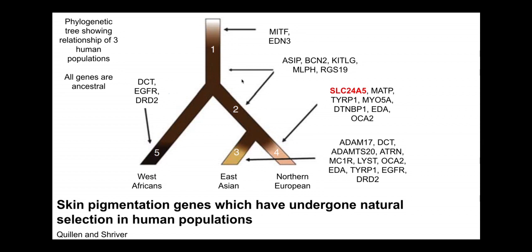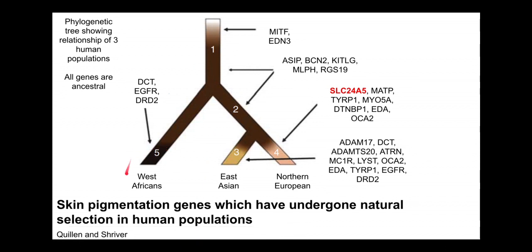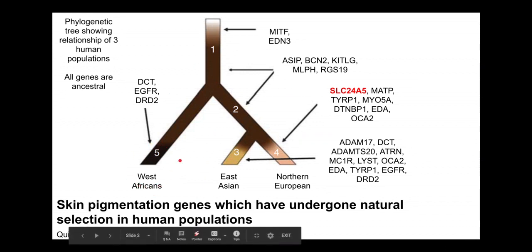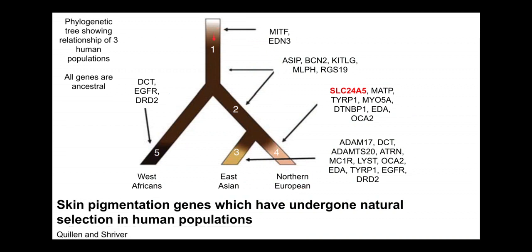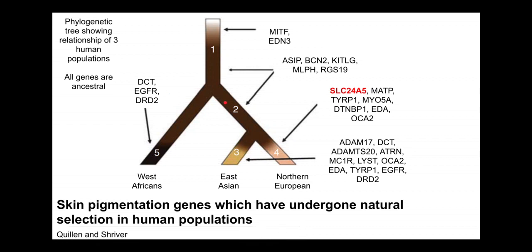So here is a phylogenetic tree showing different human populations that were studied in a paper: West Africans, East Asians, and Northern Europeans. Over evolutionary time, we know the human species originated in Africa. Human populations stayed in Africa, and those populations eventually resulted in West Africans. Some populations left Africa, and some of them settled directly north in Northern Europe, and others moved east to East Asia.